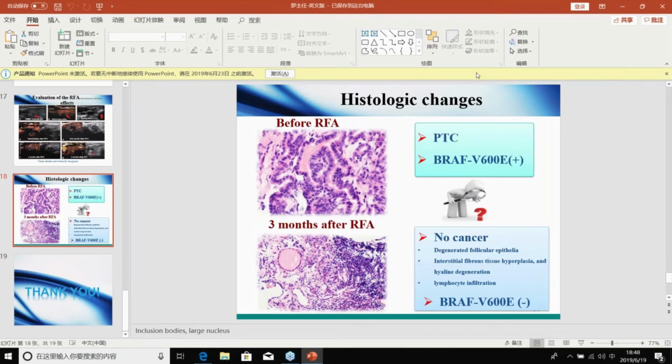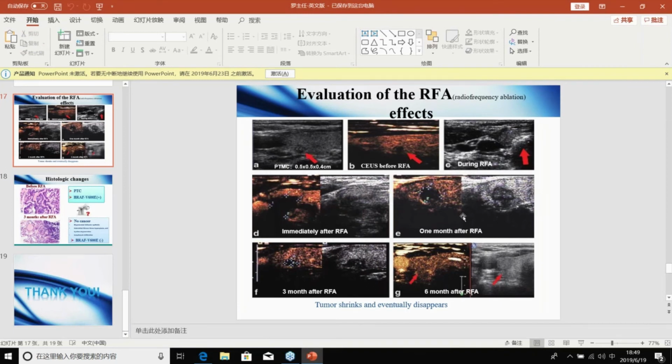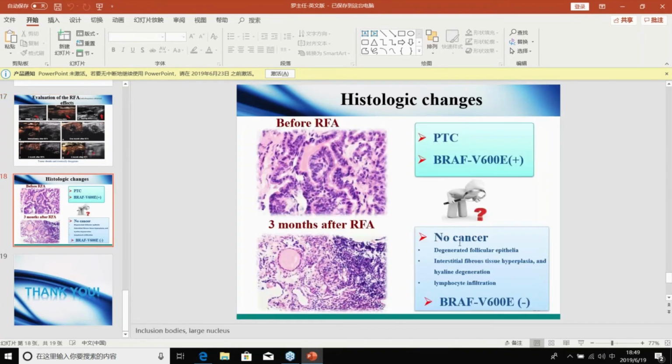This patient, the biopsy was performed 3 months after radiofrequency ablation. The histological result showed no cancer was found, 3 months after RFA. Yes. So 3 months after RFA, and shows no cancer. Okay.